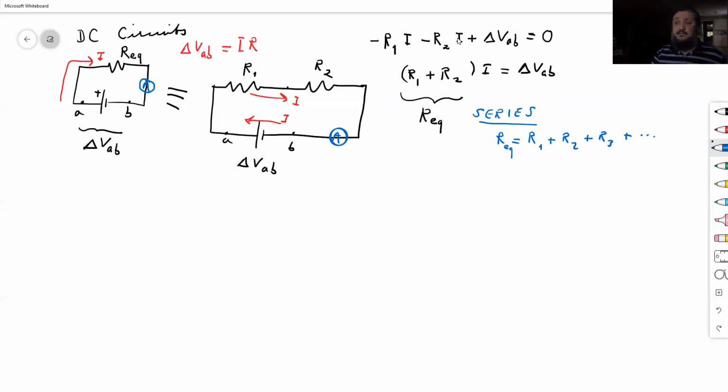Okay, so the rule for a series is there should be only one way for the current. There is no branching, no bifurcation. So there's only one way for the current, and you simply add them up, you get the net or equivalent resistance. It's like taking a piece of wire, it has a resistance, right? Example, I mean, the simplest thing you can imagine.